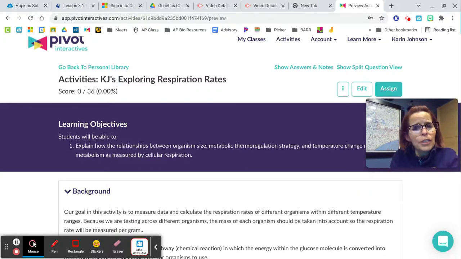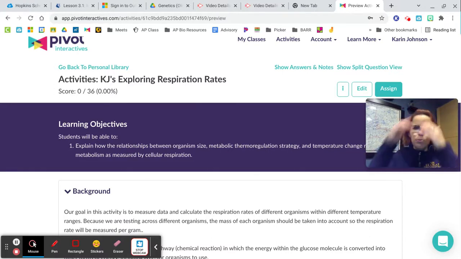You're going to need to open a new tab and type in Pivot Interactives, and then log in using your Google login. Is that what it's called? Your Google something or other. So log in, and then it's called KJ's Exploring Respiration Rates Lab. Go ahead and click on that.